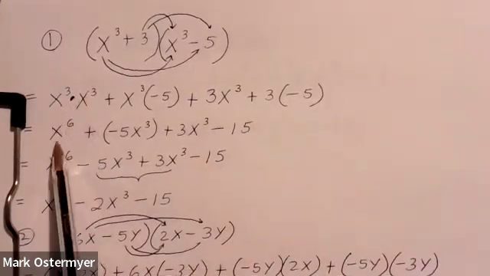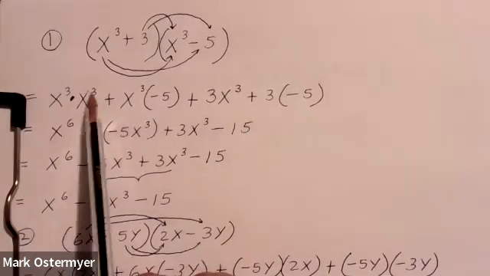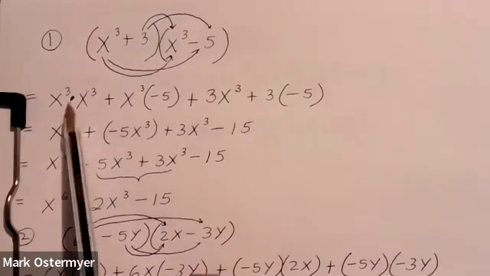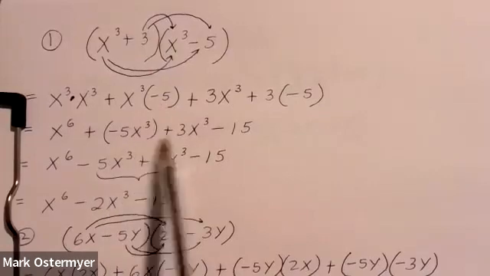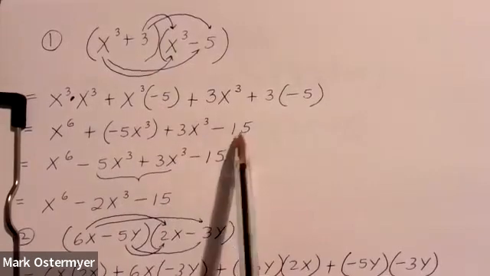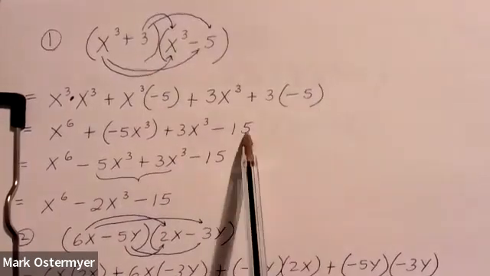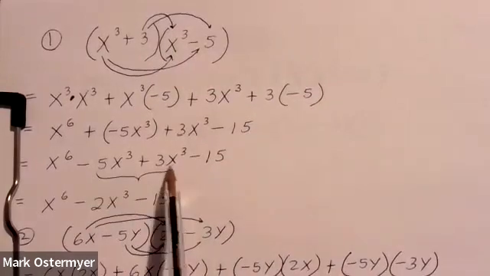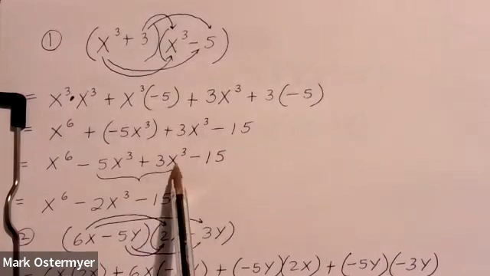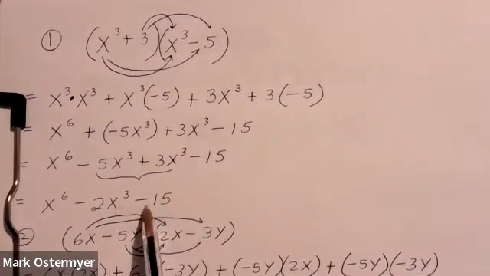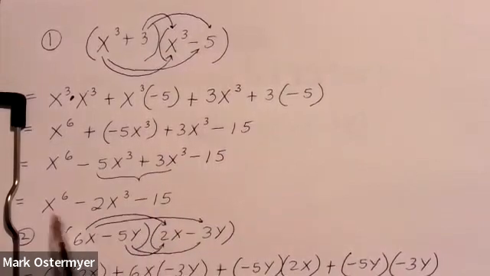X cubed times x cubed is x to the 6th power, as we add the exponents when we multiply like bases together. X cubed times negative 5 is negative 5x cubed, 3 times x cubed is 3x cubed, and 3 times negative 5 is minus 15. These two middle terms have to be combined. Negative 5x cubed added to 3x cubed gives us a negative 2x cubed. And that would be your answer. Hopefully you've gotten that for your final simplified product of those two binomials. Any questions about that problem there?